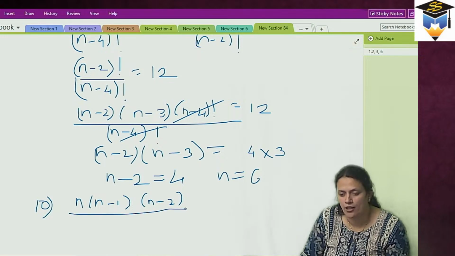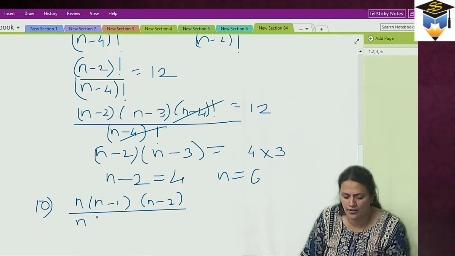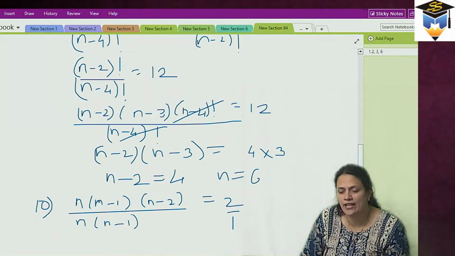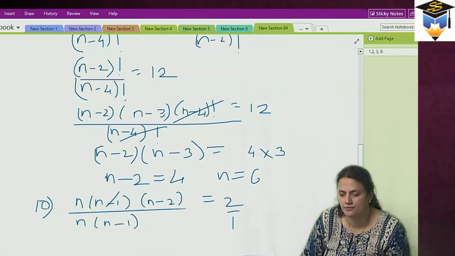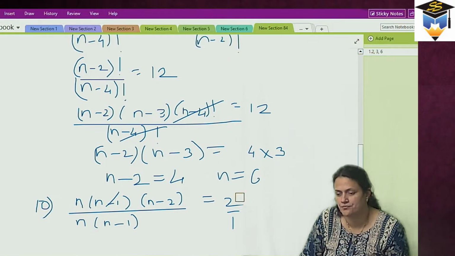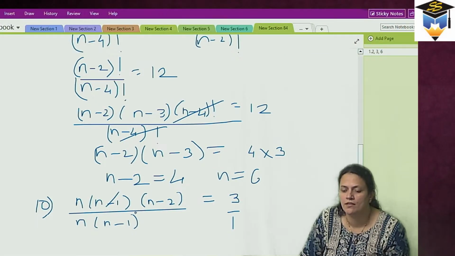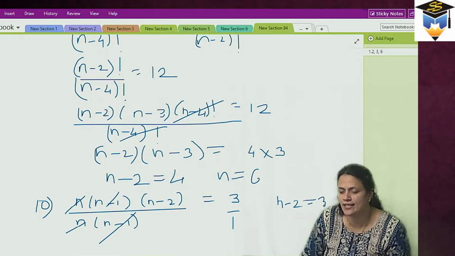Upon, what is the formula of np4? n factorial upon n minus 4 factorial. Again it will get cut. So what will remain? Is it 2 upon 1 or 3 upon 1? 3 upon 1. This is given to us as 3 upon 1. So n minus 2 is nothing but equal to 3, or we can say the value of n is.